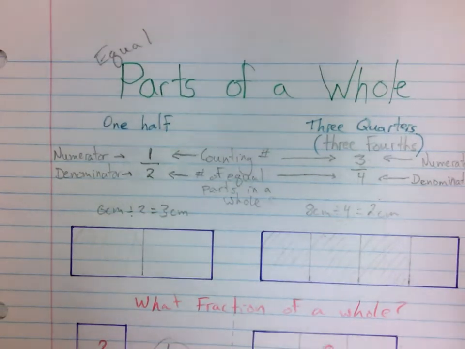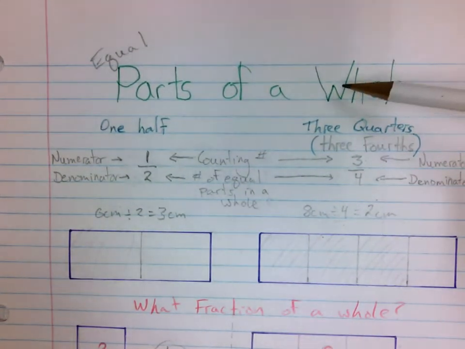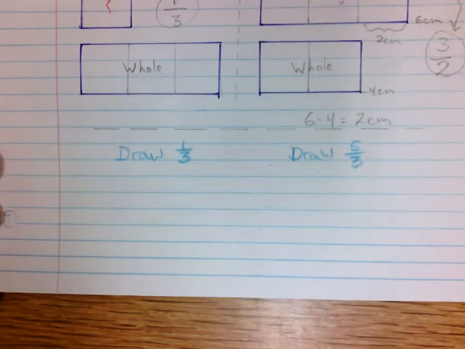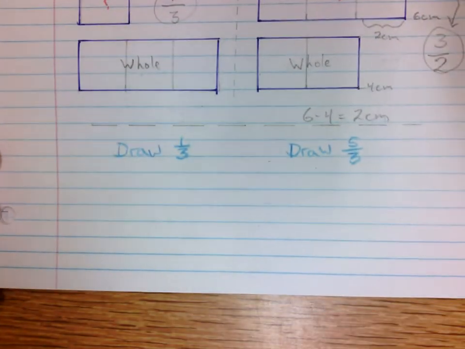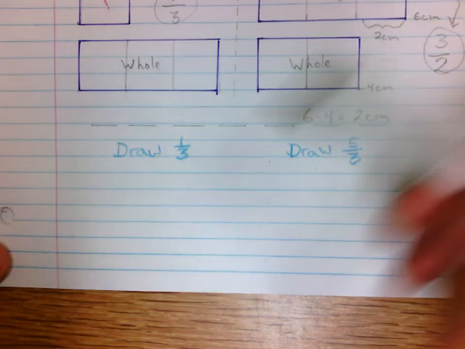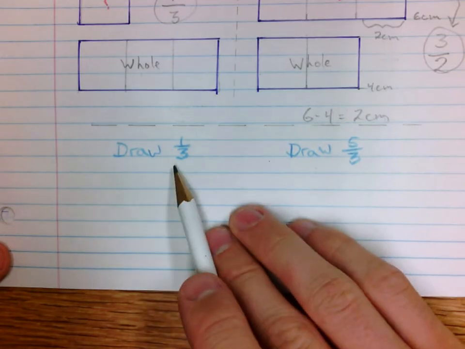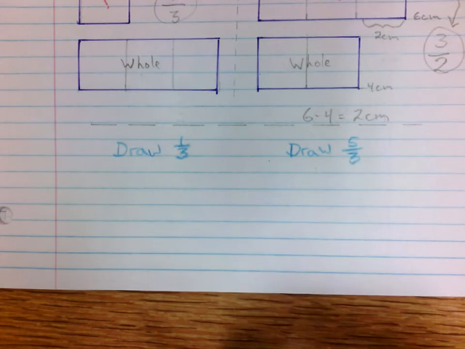Okay, let's do one last video about parts of a whole. So this will be the third and final one. Here we want to just draw fractions, or draw parts of a whole. So let's look at two examples. First one is draw 1/3.